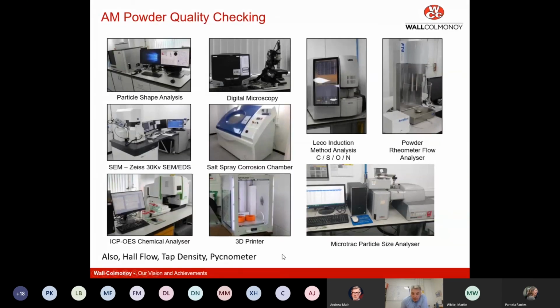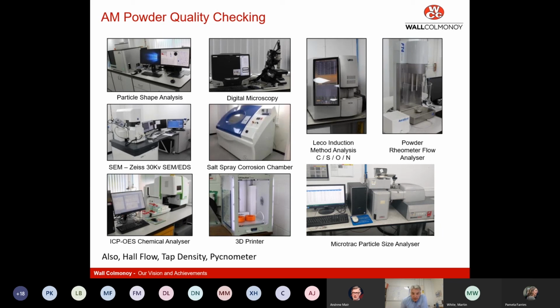So after we've done all of the processing, we've got quite a suite of techniques at our disposal to ensure that the powder meets the characterization requirements via an ASTM standard or a customer's own standard. So we've got lots of different techniques to measure chemistry or the particle size distribution itself. Particle size, on the bottom right, is via a Microtrac particle size analyzer, and we have a number of mesh sieves as well, so we can do a sieve stack analysis via certain standards as well.